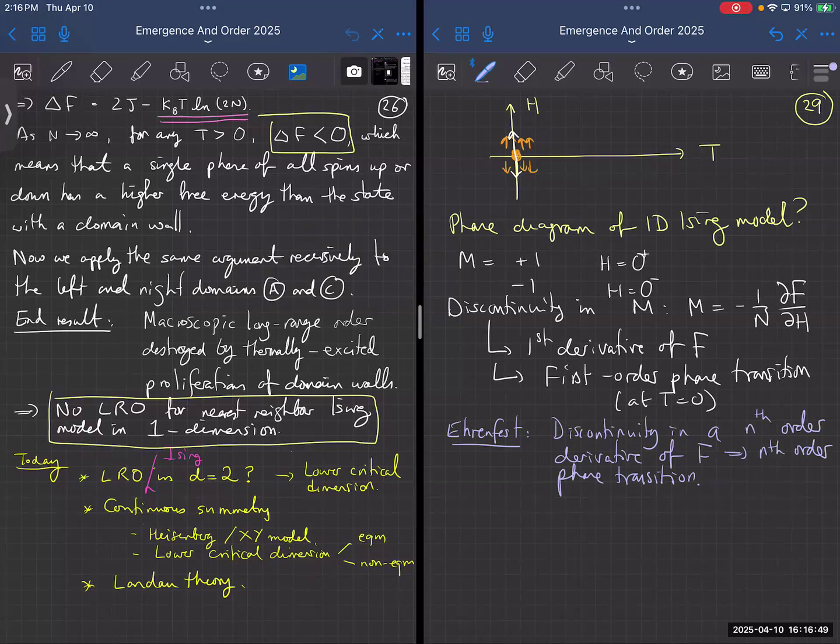Notice in my statement on the left, in the little box there, I say there's no long range order for the nearest neighbor Ising-Model in one dimension. Suppose I'd said, well, okay, maybe the spins can interact not just with their neighbors, but their neighbor and their next nearest neighbor. Like that definitely happens. Quantum mechanically, that happens. Okay, does that have a phase transition? So no, it turns out it doesn't.